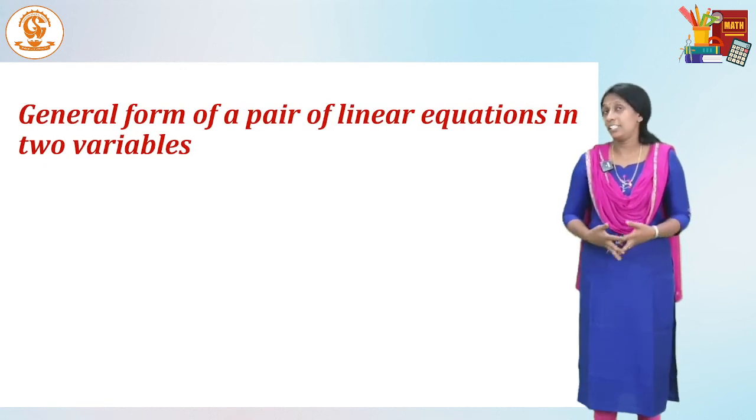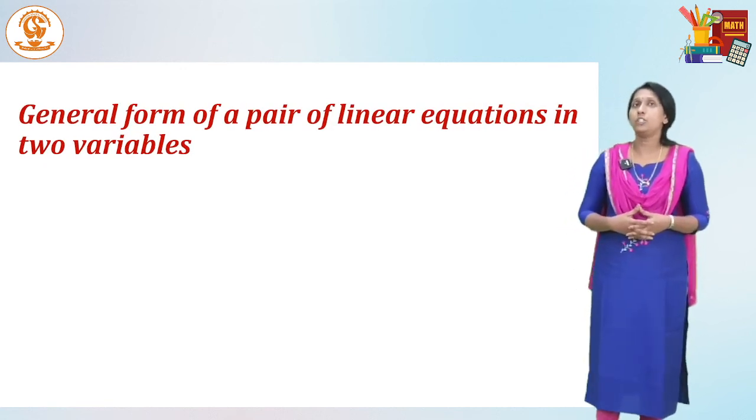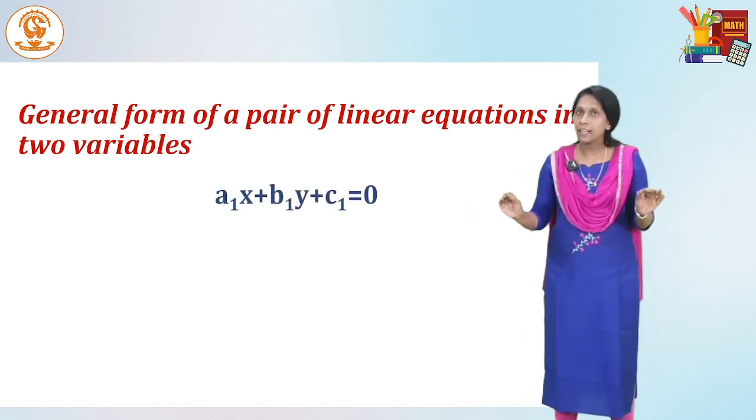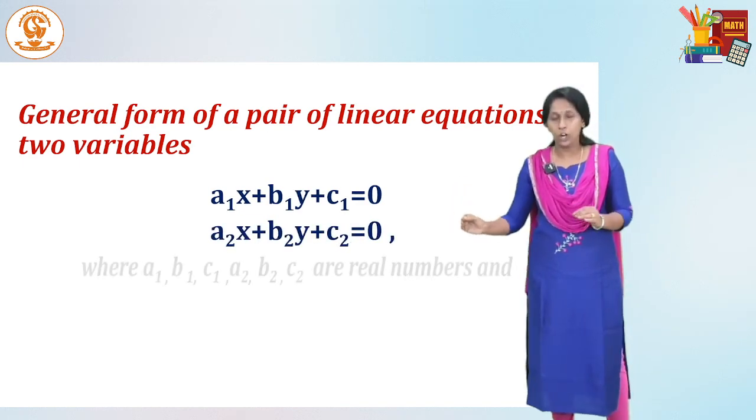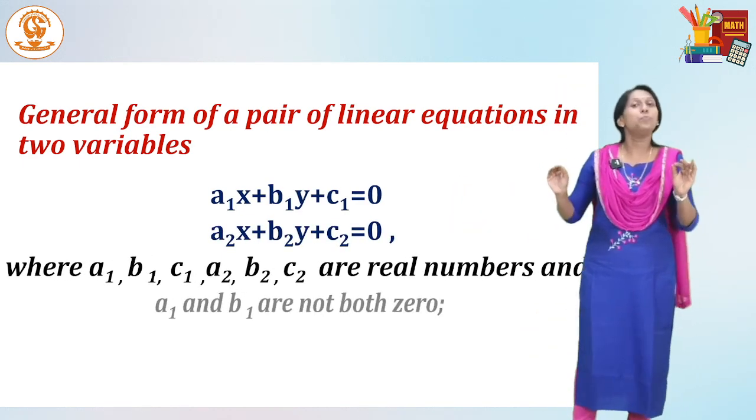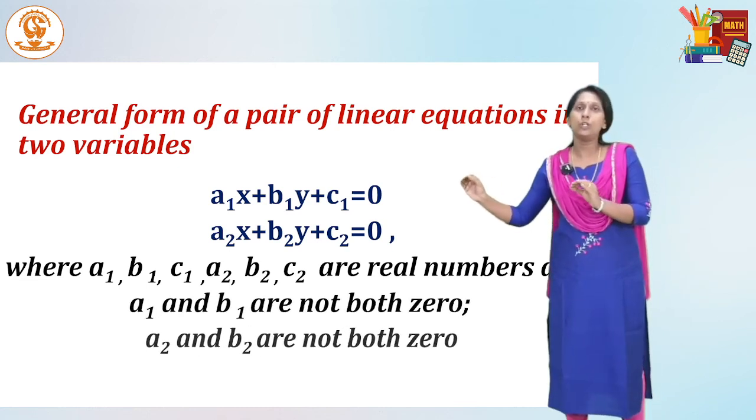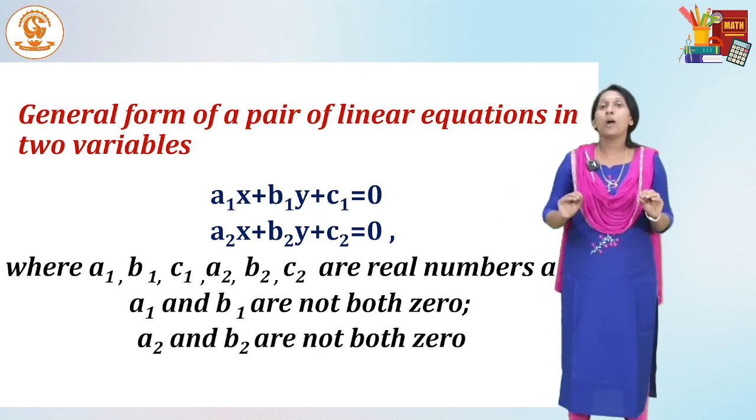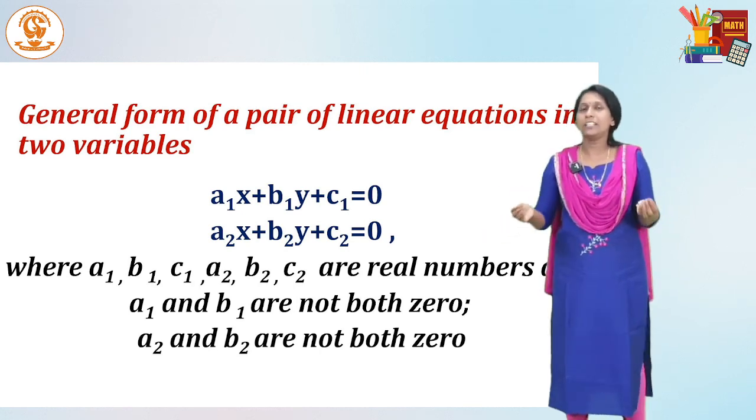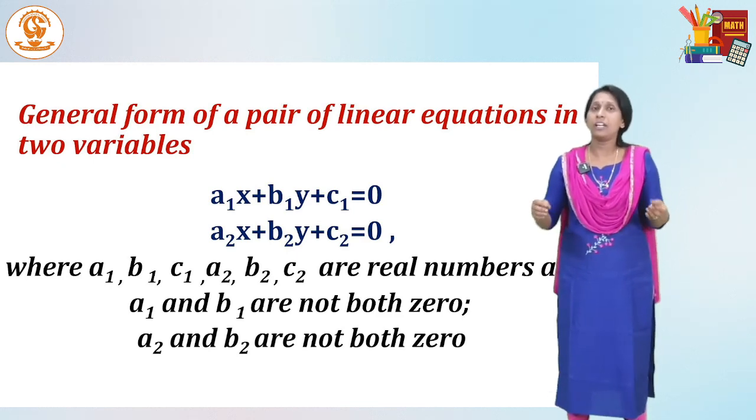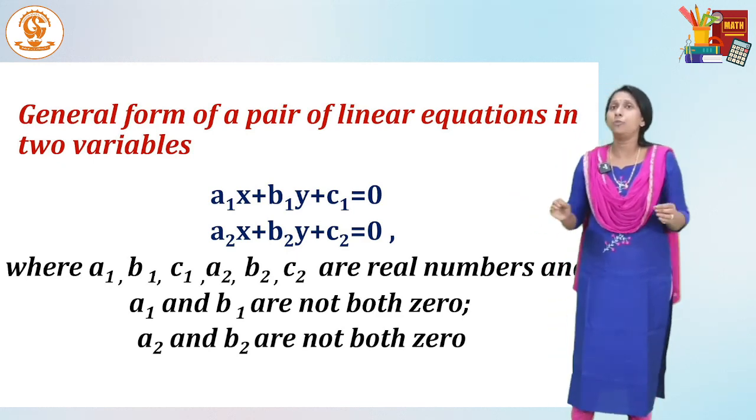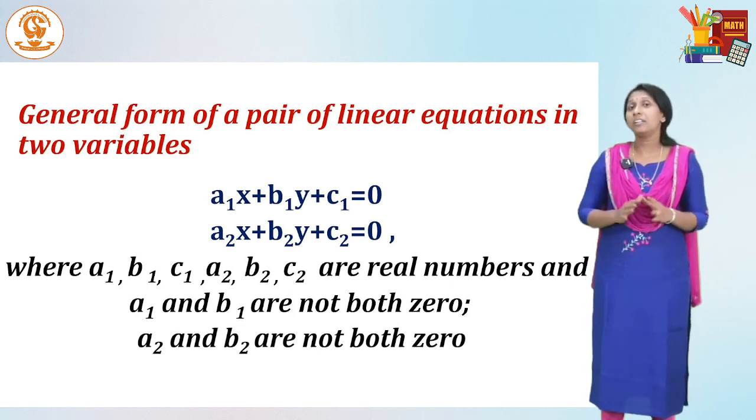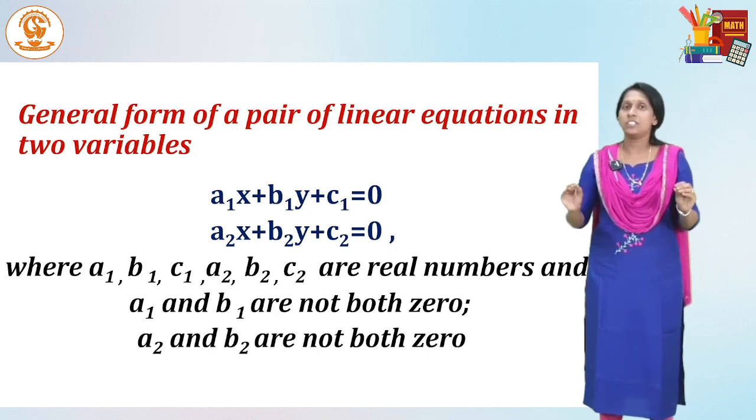So we all know the general form of a pair of linear equations in two variables. What is the general form? A1x plus B1y plus C1 equal to 0, and A2x plus B2y plus C2 equal to 0, provided A1 and B1 are not both 0, A2 and B2 are not both 0, and A1, B1, C1, A2, B2, C2 all should be real numbers. So this is the general form of a pair of linear equations in two variables.